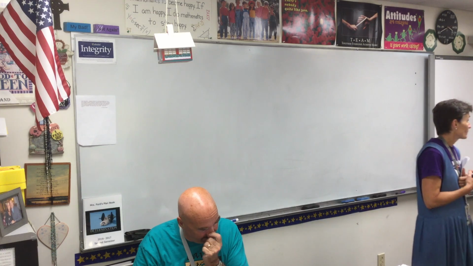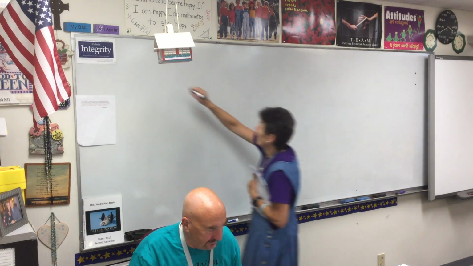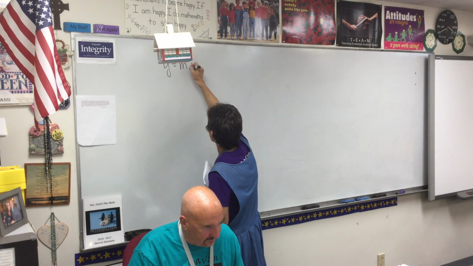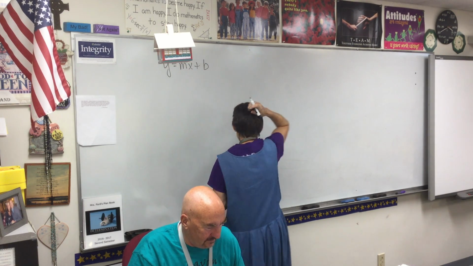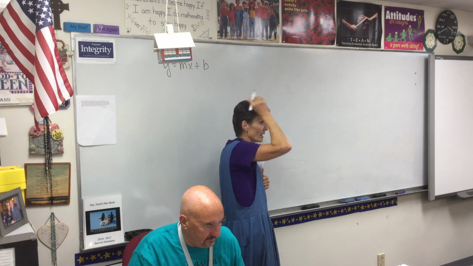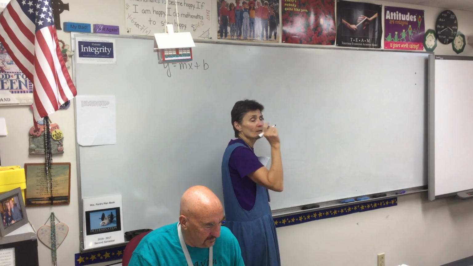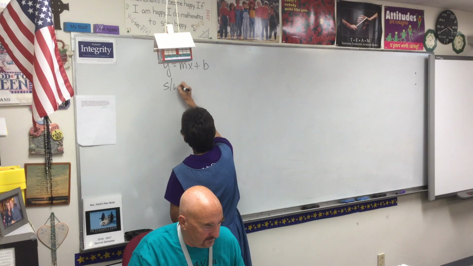All right? Now, when I say that to you, let's write the equation of a line, what pops into your head? Y equals mx plus b. So one thing that pops into our head is y equals mx plus b. Very good. That should pop into your head. What's that called? That's the slope-intercept form.